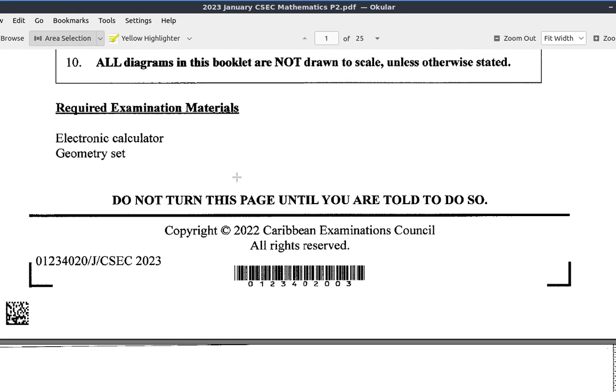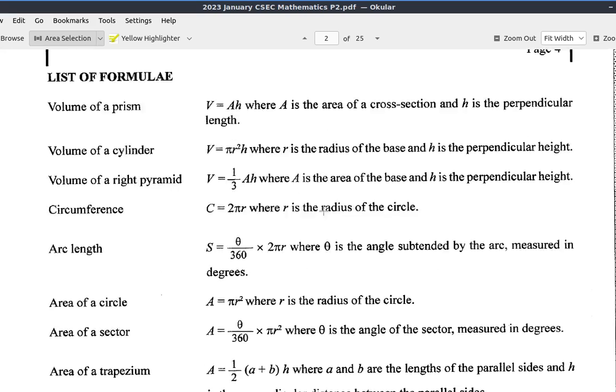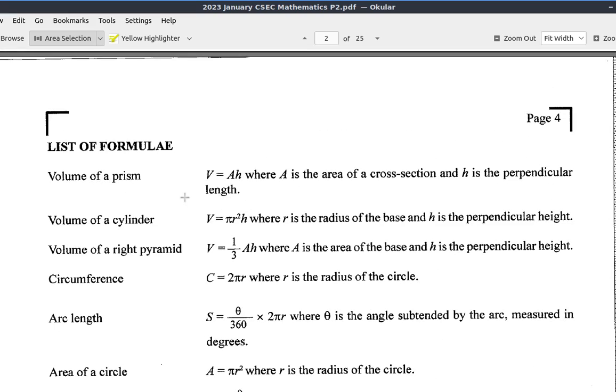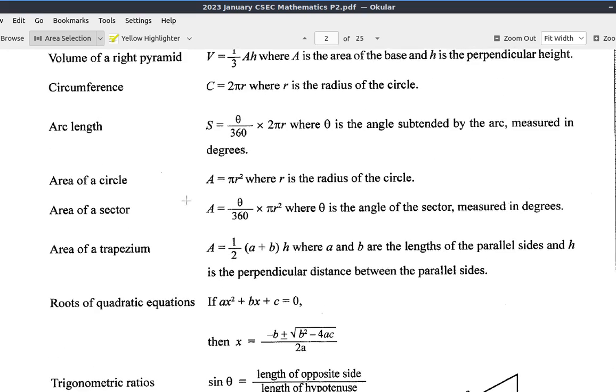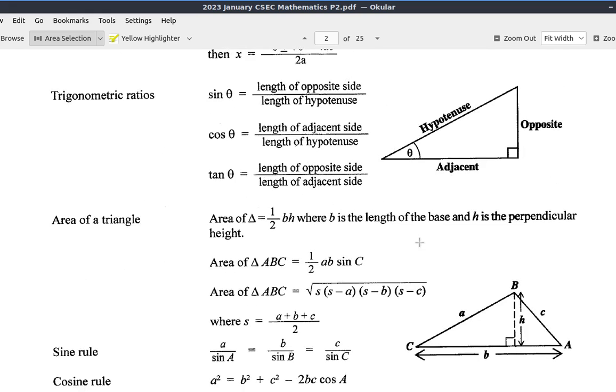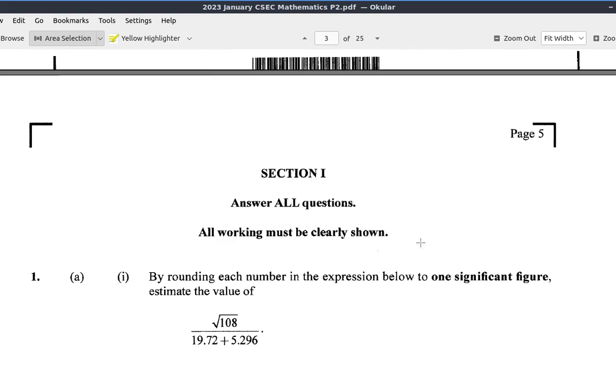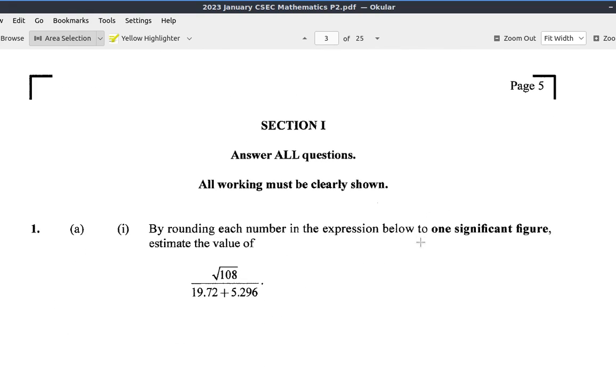So the required examination material: electronic calculator and geometry set. Remember, it should be a non-programmable calculator. It's not the calculator on your phone. It should not be any graphic calculator. It's going to be a scientific calculator. Here we have the list of formulae, which you will find useful as you go along.